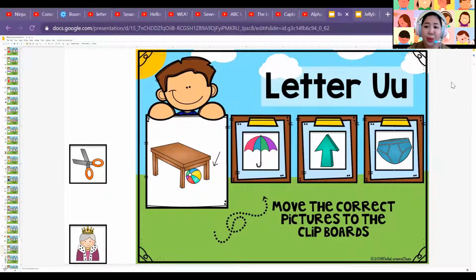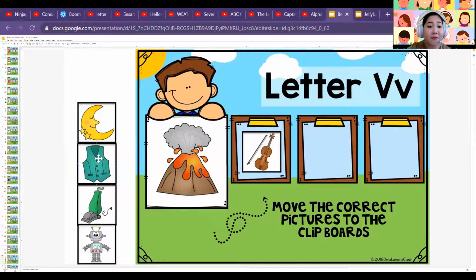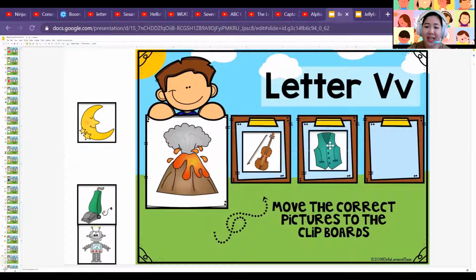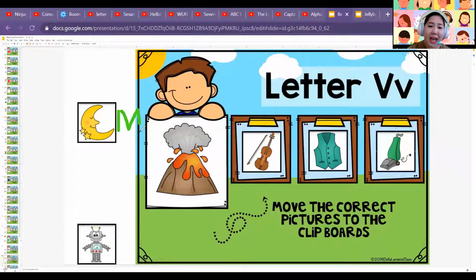After the letter U, we have the letter V. The sound of V is v, just like for volcano. Violet also begins with the letter V. Vest also begins with the letter V. And lastly, we have vacuum. Vacuum begins with the letter V also. But how about moon? Does moon begin with the letter V? No, it begins with the letter M.